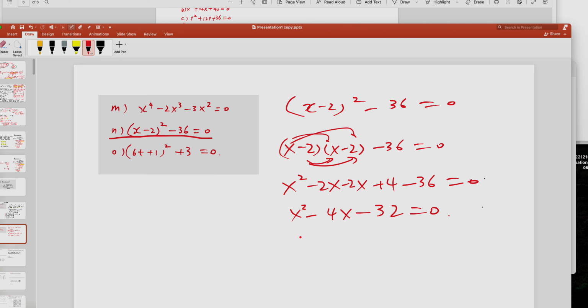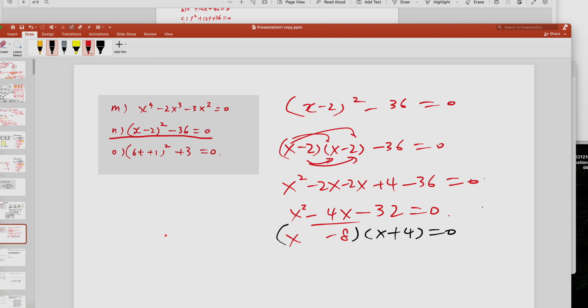So use the box method, right? Bingo. So this is the unfactorized format. This is the factorized format. So before I erase this, I need to quickly write down.